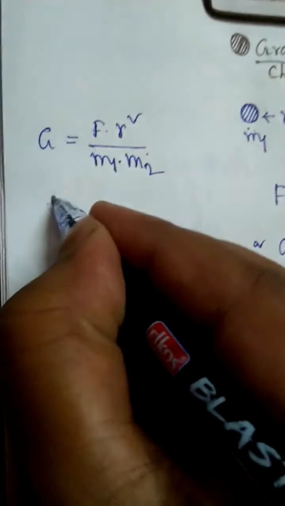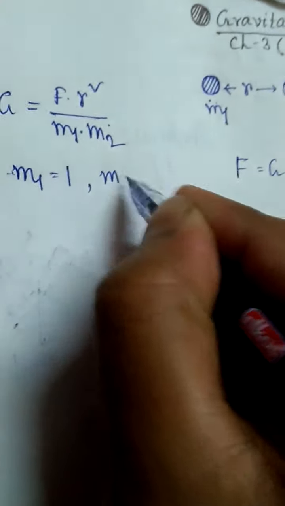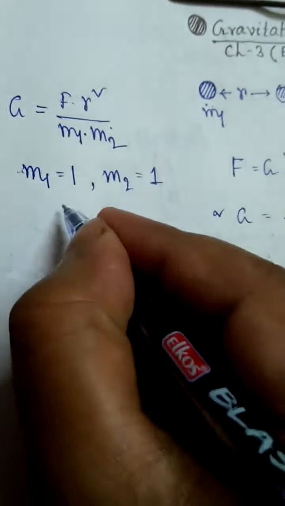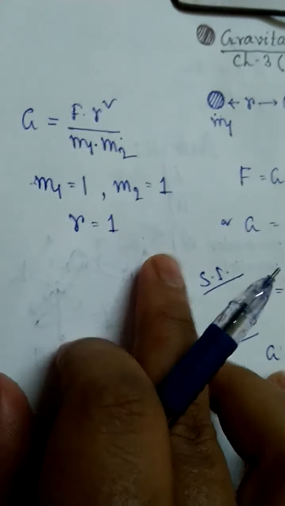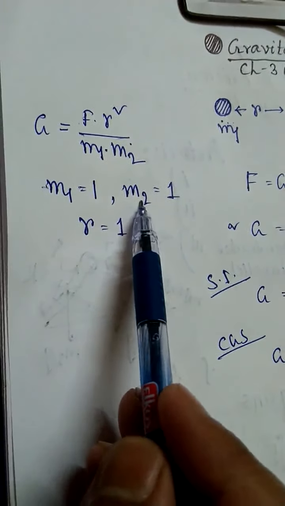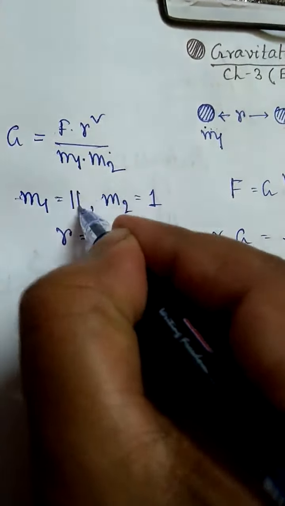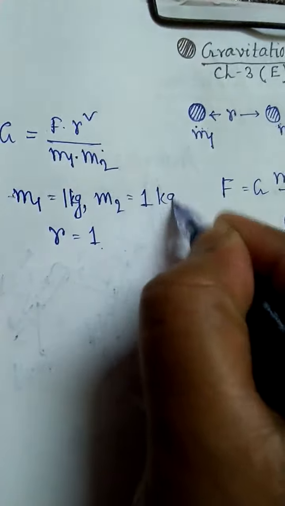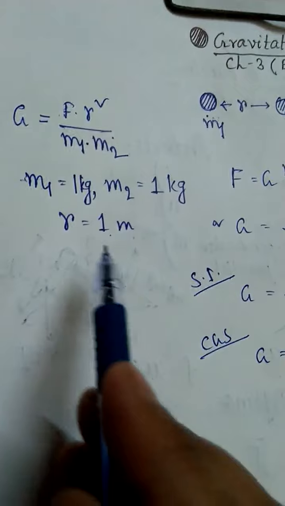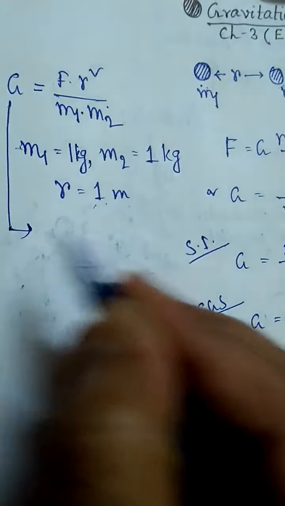Now let's say M1 equals 1, also M2 equals 1, and the distance between them is equal to 1. So here I am taking two unit masses separated by a unit distance. If we consider the SI unit, the masses are in kg and the distance is in meter. So if two 1 kg masses are separated by a distance of 1 meter, how does this formula change?